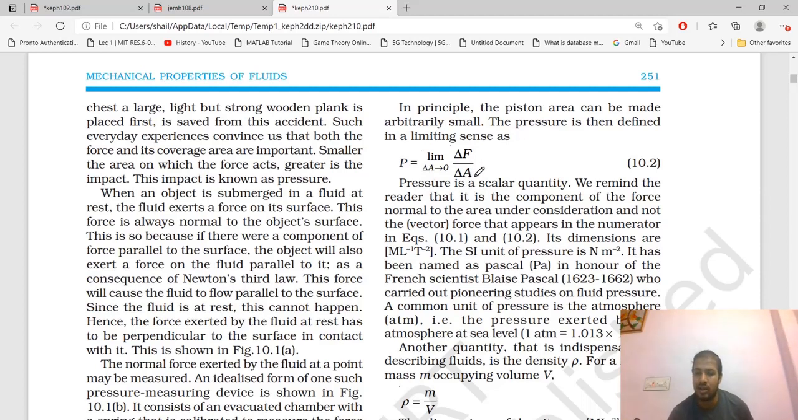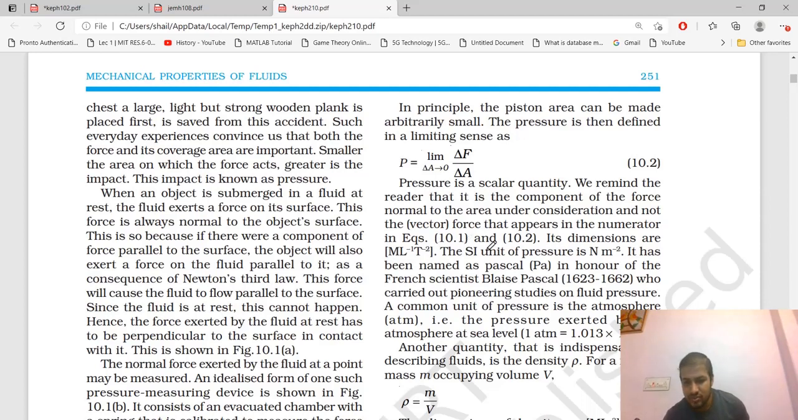If we take an infinitesimally small area, this will become differentiation, as we know from the differentiation and limit concept. Pressure is a scalar quantity. We remind the reader that it is the component of the force normal to the area under consideration and not the vector force that appears in the numerator in equations 10.1 and 10.2. Its dimension is M L^-1 T^-2. It has the same dimension as that of stress.